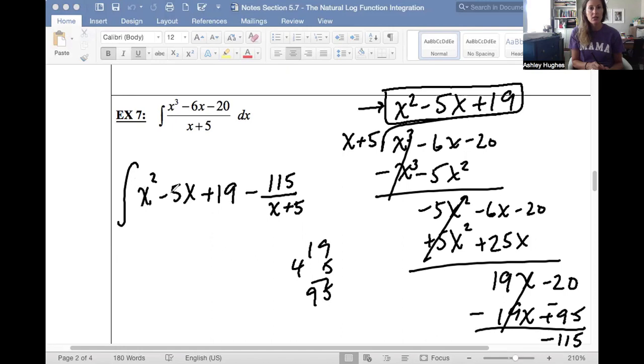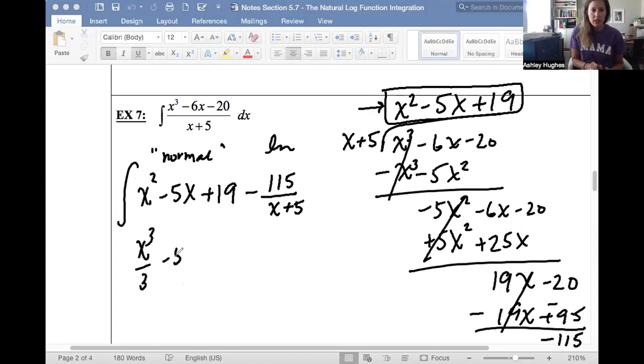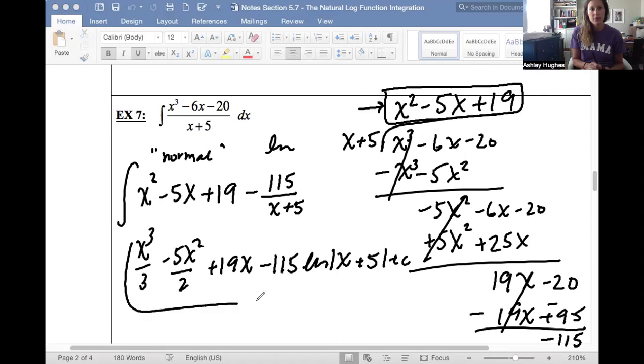All right, and then I'm going to integrate this entire thing. And with long division, what happens is all this stuff ends up being normal. By normal, I mean like add 1 to the power, divide by, and then it's ln at the end. That's usually the pattern for this situation. Okay. X cubed over 3 minus 5x squared over 2 plus 19x minus 115 ln x plus 5 plus c.